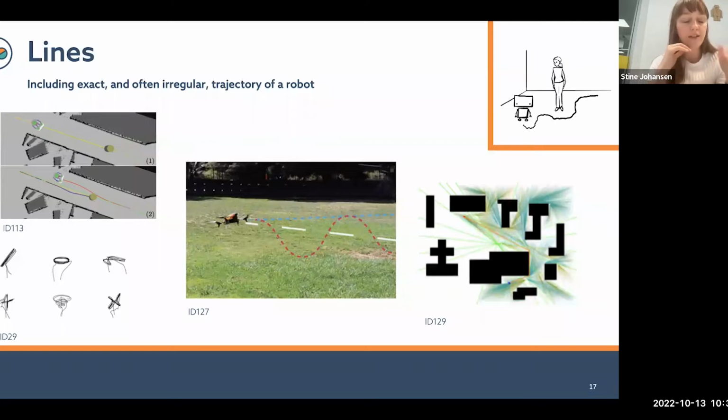So that's actually based on data from the actual study that they did. The right-hand side illustration, on the other hand, shows a simulation where they calculate potential trajectories of the robot, but still that shows an exact path, and not just a generalized direction of the movement.